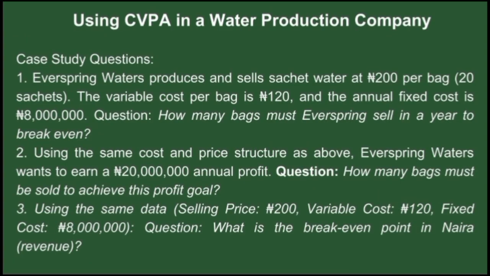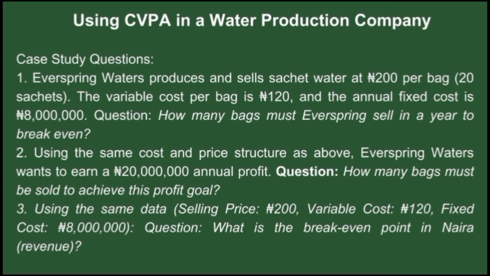At this point, we'll now apply the cost volume profit analysis to a real business situation. And in this case, we will be applying it to a water processing or production company. Now, the case study we will be looking at here is a case study of a water production company named Everspring Waters. Let's read the problem relating to Everspring Waters and how cost volume profit analysis can be applied to making decisions in this company.